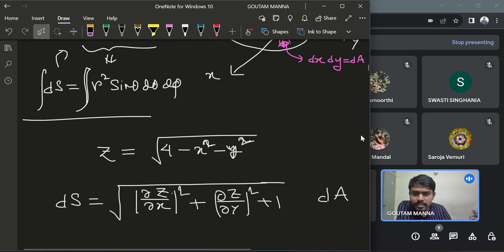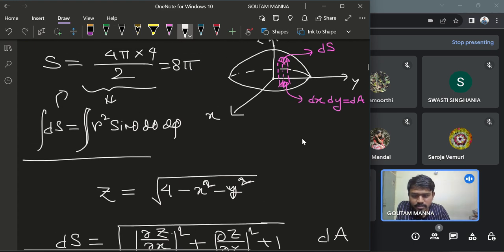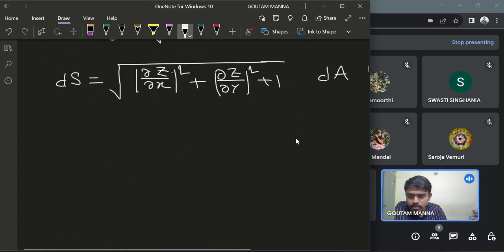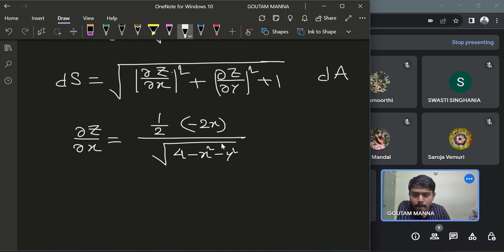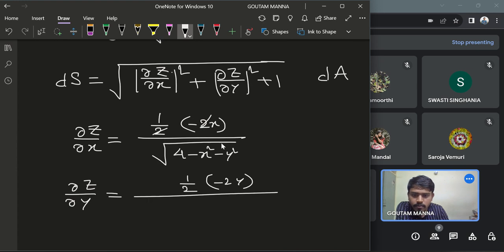Now let me compute del z del x here. Then del z del x, with z equal to root under 4 minus x square minus y square, will be half times minus 2x, so the 2 will cancel. Similarly del z del y will be half times minus 2y, divided by root of 4 minus x square minus y square.